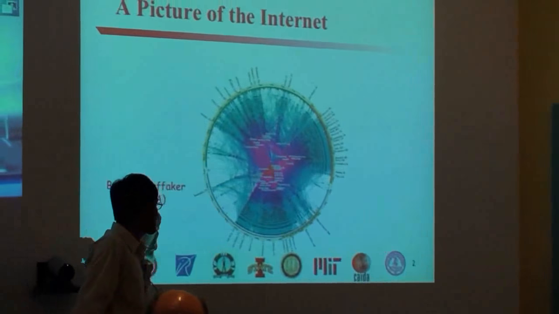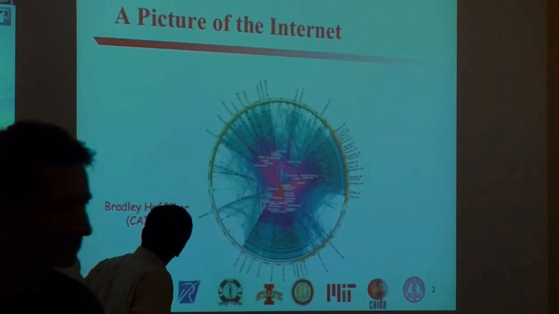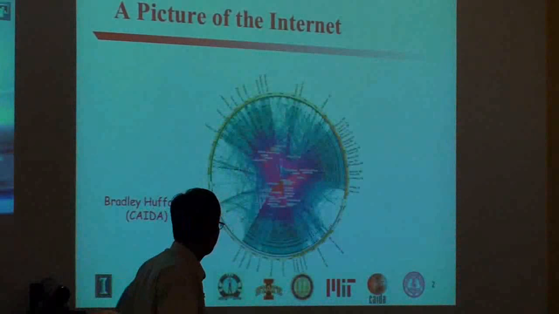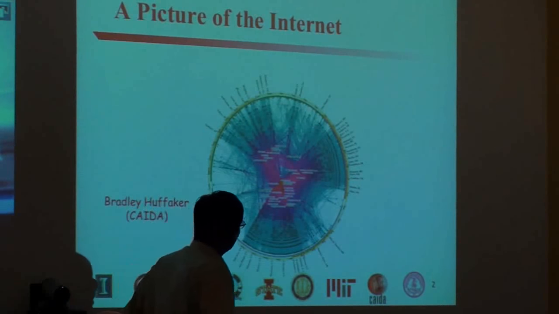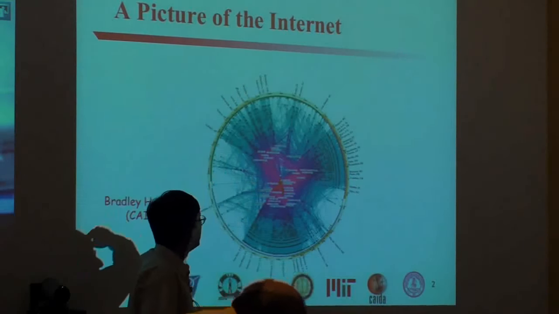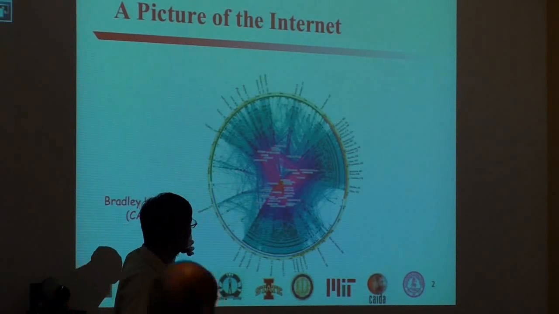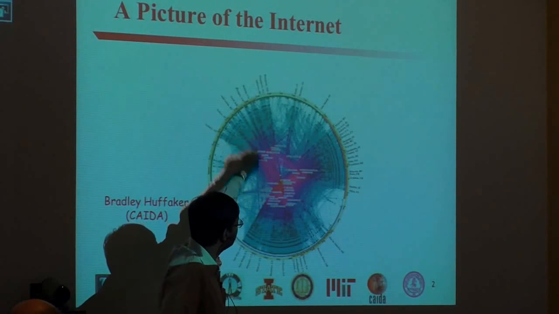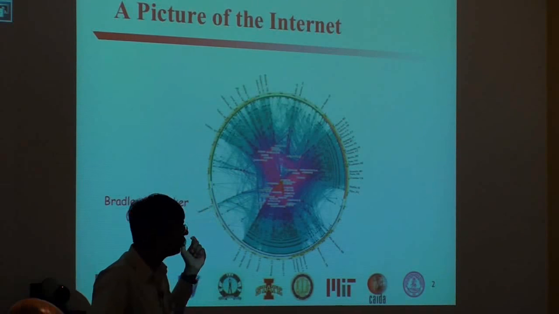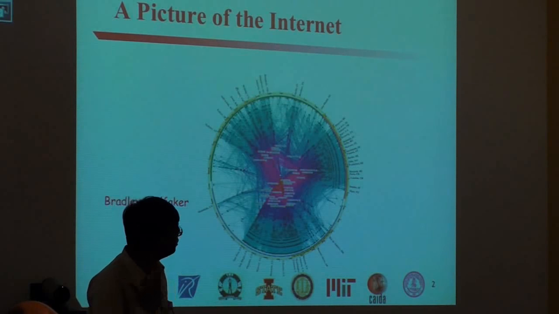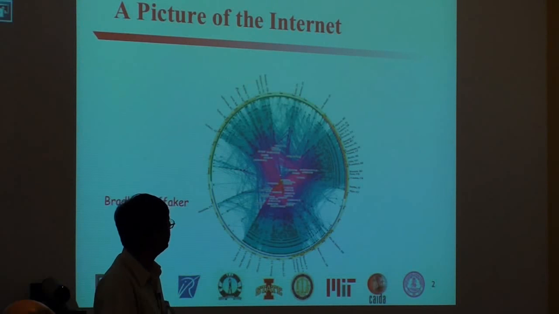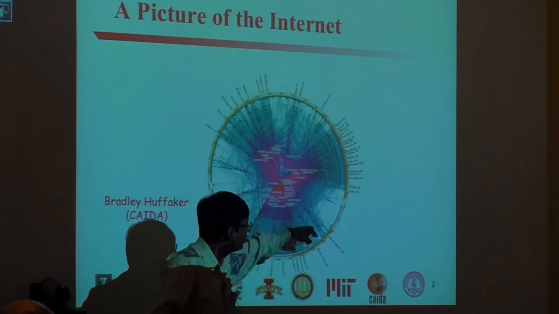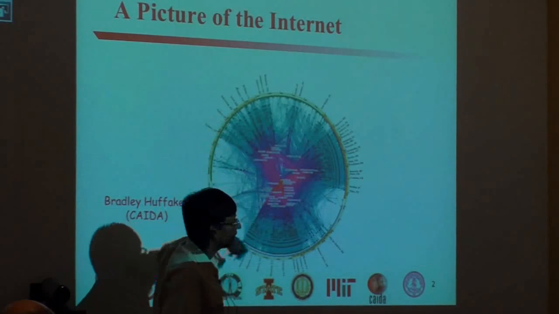This is a picture of the internet created by Brad Huffaker at CADA. CADA is a place where I interned a couple of times. I've been wandering a fair bit, and I spent 2 or 3 months in a whole bunch of places. Now, the picture here shows the internet at what is called the AS level, the autonomous system level. The radial location of a particular autonomous system is based on the number of customers it has and the amount of traffic it carries. And the location on the ring is based on geography. So this is North America, that is the Atlantic Ocean, Europe, Asia, Pacific Ocean.